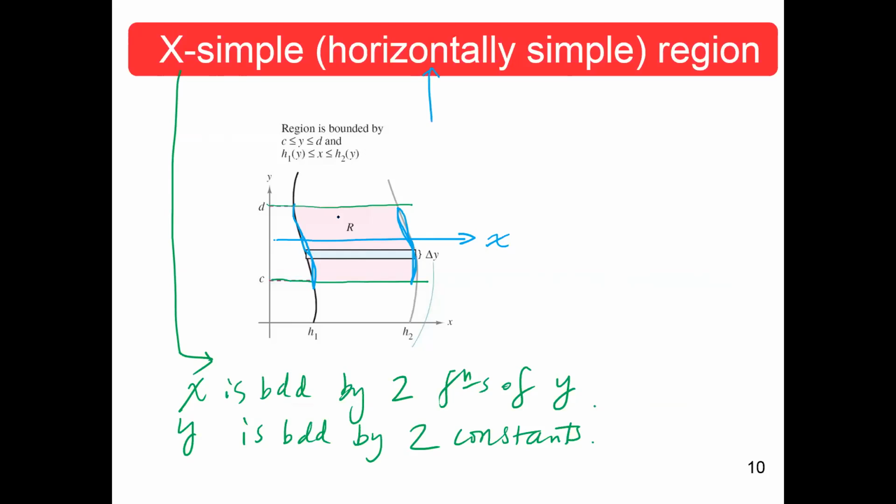Or if you think about decomposing this region, you will get a bunch of horizontal narrow strips. So it's also called a horizontally simple region. Make sense?